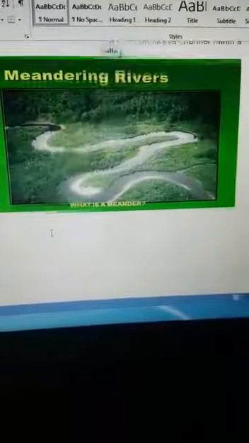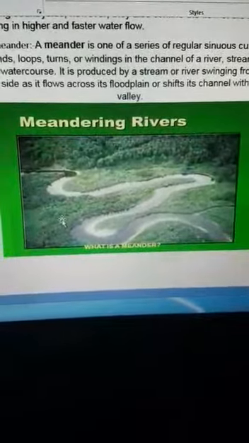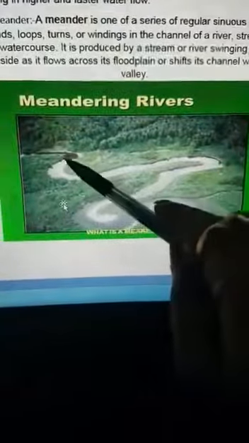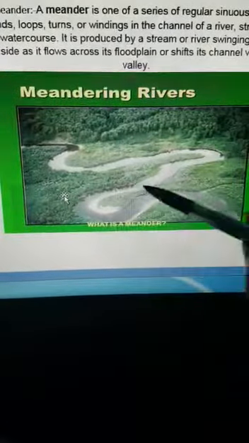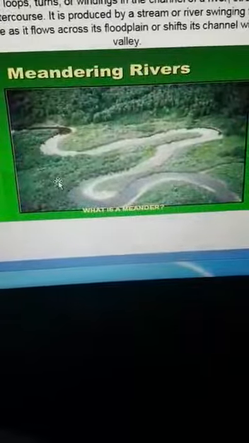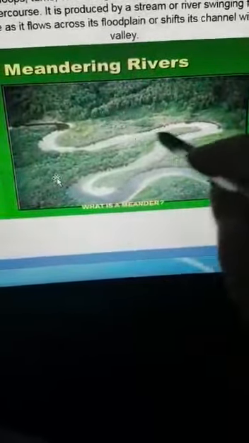Now we are coming to the meanders. What is a meander? Now here the river is gradually coming to its end. When the river can no longer carry the erosional materials it is carrying, it starts depositing.